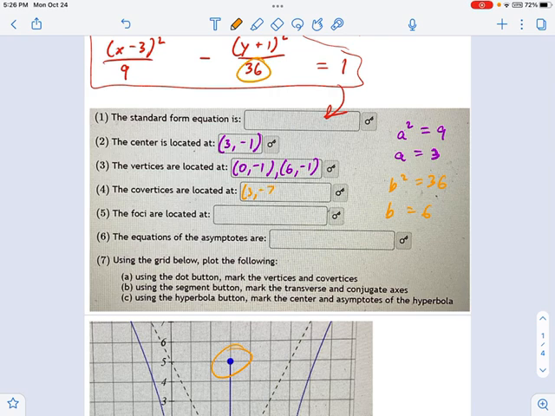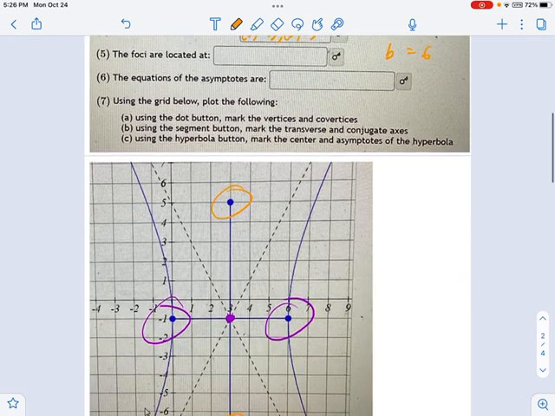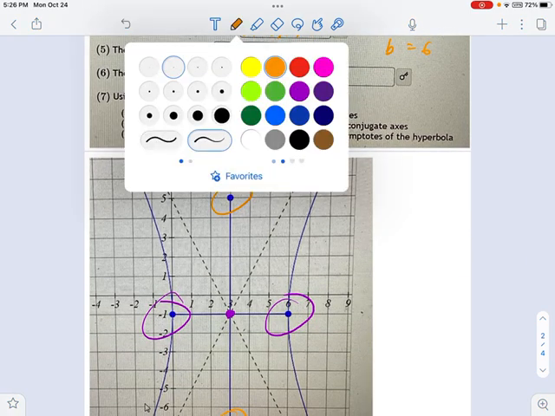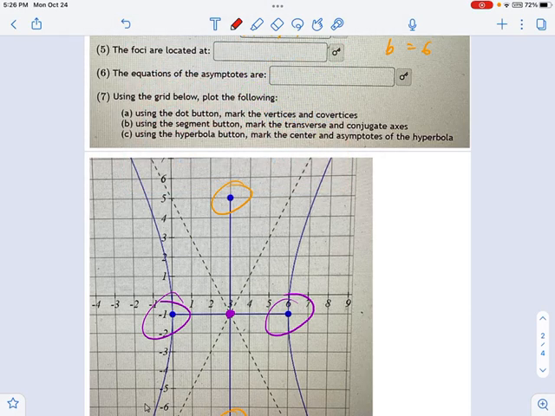Negative 1 minus 6 is going to be negative 7. And then 3 in x location, negative 1 plus 6 is going to be 5. There we go. So what's left? The foci. Well, if you think about where the foci are located, remember they're in the same direction as the major axis here. And they just go a little bit further than the co-vertices.